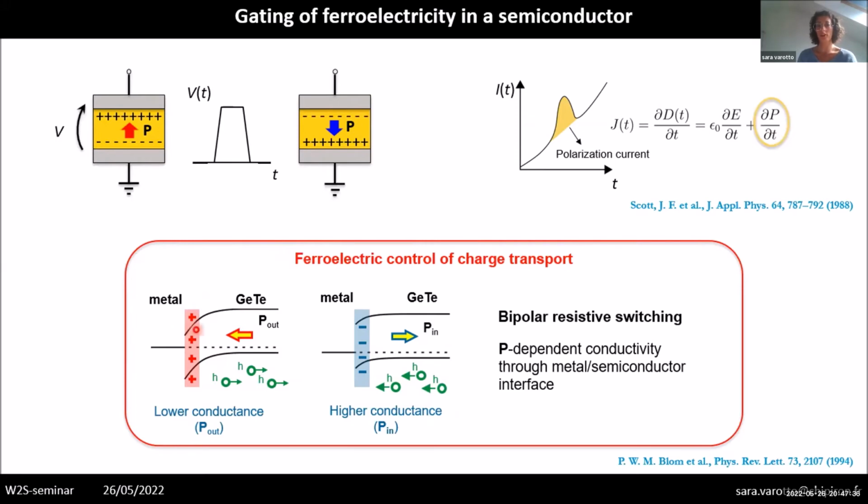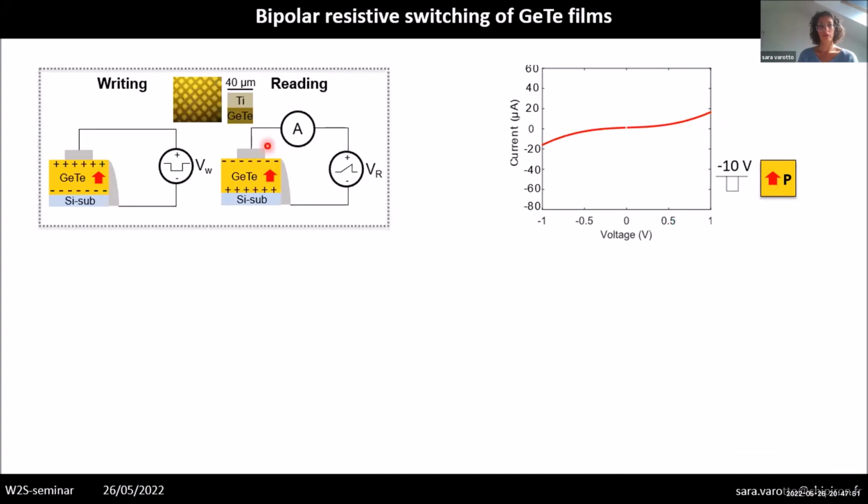So if we measure this conduction current through the interface, it will depend on the polarization vector. So we will have either a lower or a higher conductance depending on the state. And this is called bipolar resistive switching. We observed this in our films, and we separated the writing and reading operations in this way. We applied a voltage pulse, for instance, a negative pulse like -10 volts, to stabilize the up polarization. And we measured after the pulse the conductivity, so the IV curve at low voltages, for instance, up to 1 volt. And we obtain this curve.